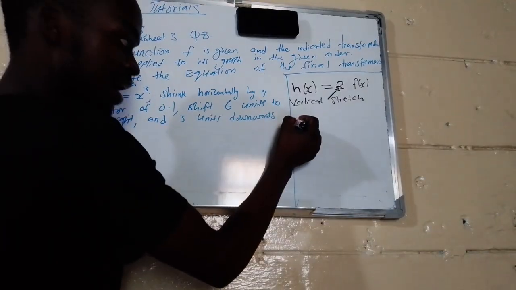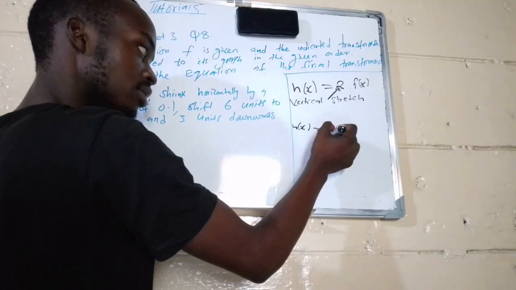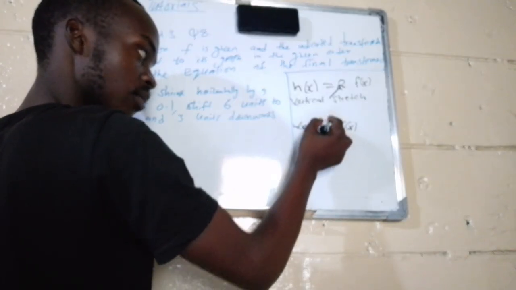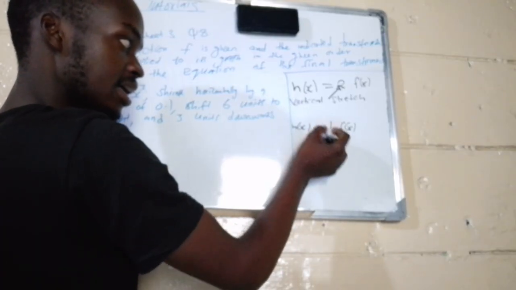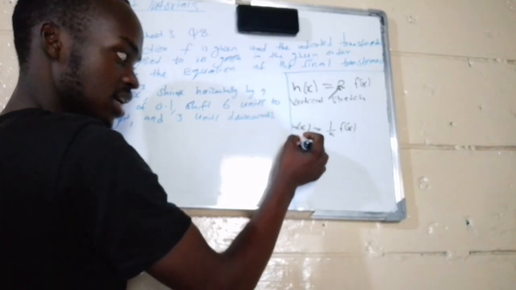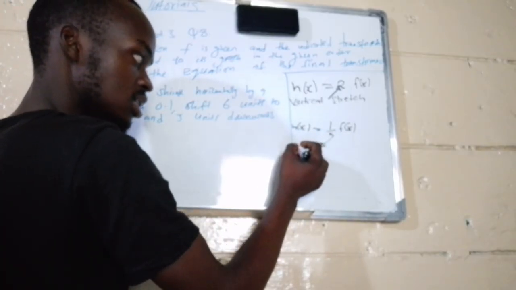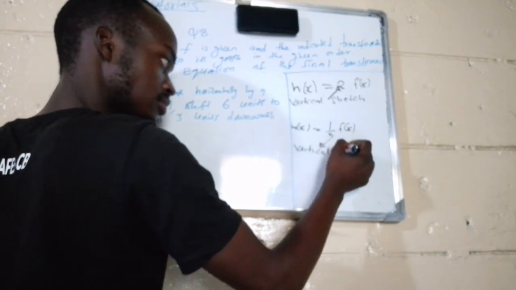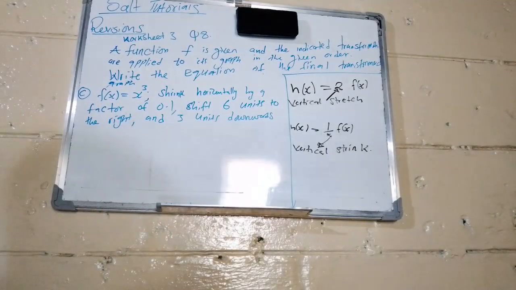But if I have h of x equal to 1 over 2 f of x, this is less than 1. So it means this is making the function do what? Shrink vertically. So what is being caused here is a vertical shrink. That is what is happening there.